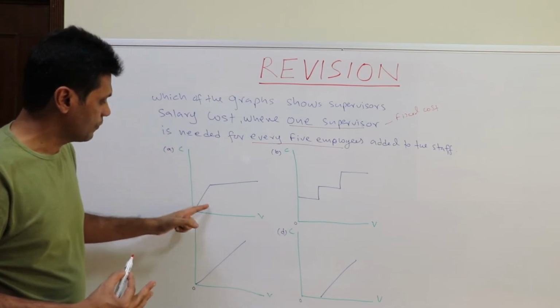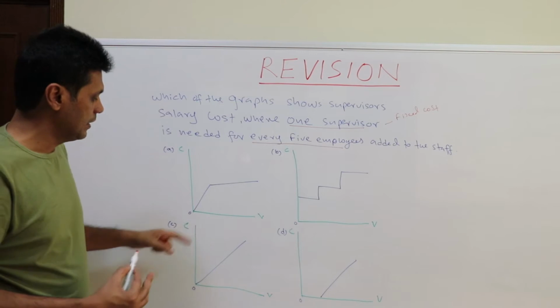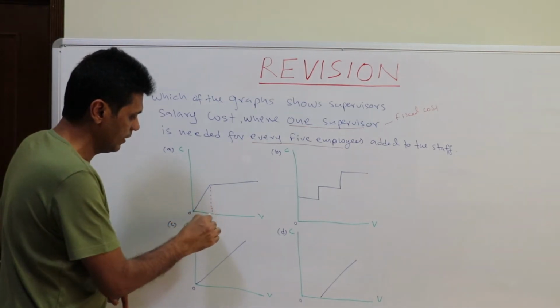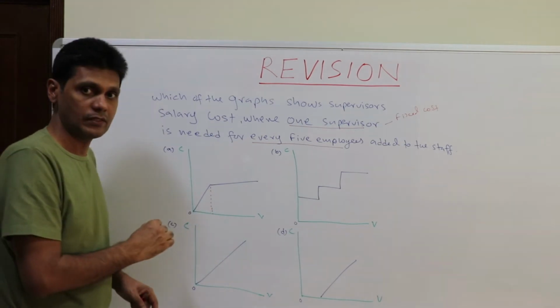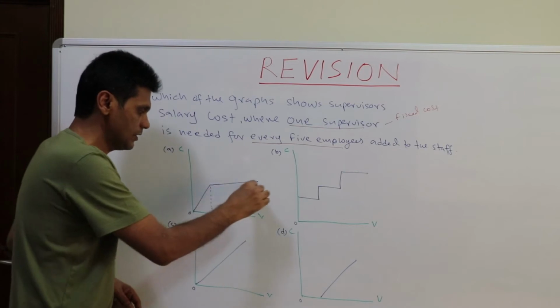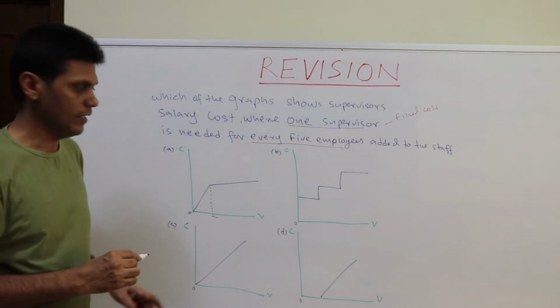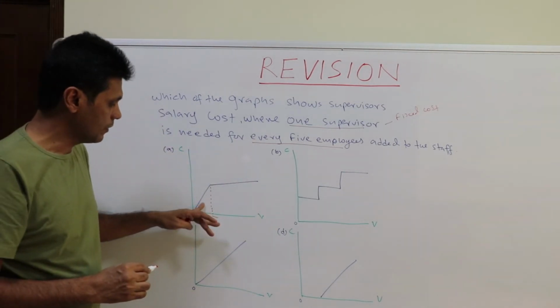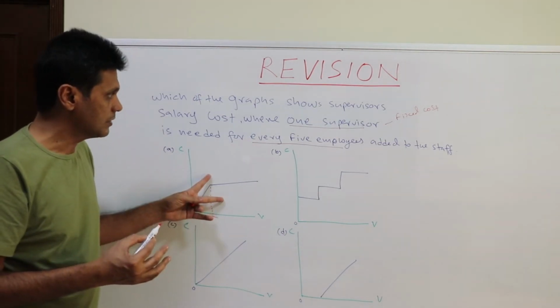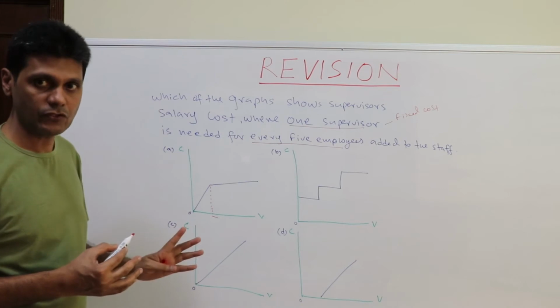So when you look at the first graph, as you can see, up to a certain activity level the cost is variable. Beyond this, the cost is fixed. So therefore there is a variable component as well as a fixed component. So this graph doesn't correspond with this particular question.